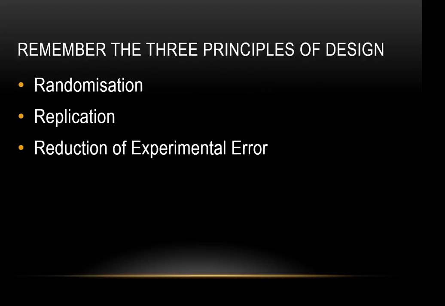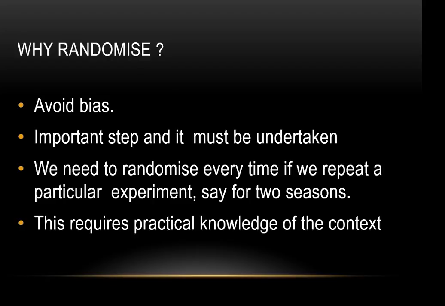Remember the three principles of experimental design: randomization, replication and reduction of experimental error. Why do we randomize? Remember, we want to avoid bias. It's a very important step and it must be undertaken. We need to randomize every time we repeat a particular experiment, even if we do it for 2 seasons. It's a separate randomization for each season. This requires practical knowledge of the context.